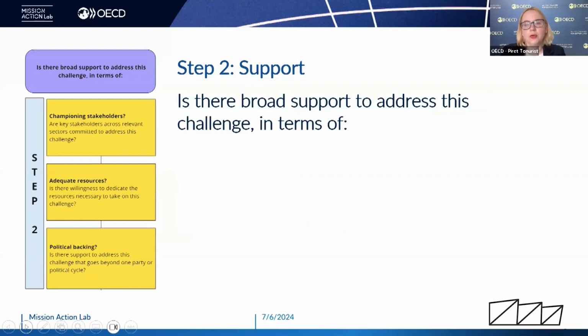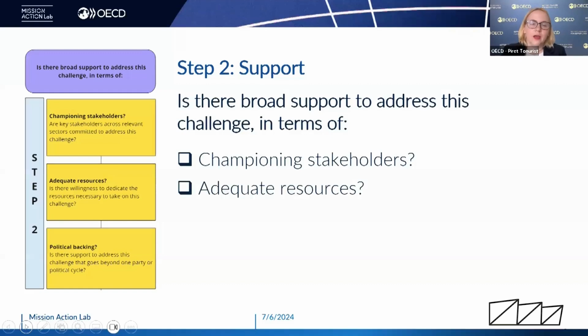Is there a broad support to address this problem, this challenge, in terms of stakeholders? Do you have championing stakeholders that can support you from initiating the mission from the get-go? Maybe not at the beginning yet the adequate resources to solve the mission, but do you have at least the starter capital of resources, or where you can organize them to really complement the mission at hand? And last but not least, you also have political backing.